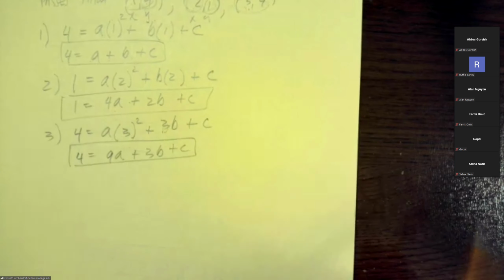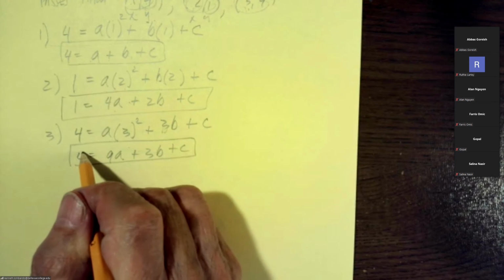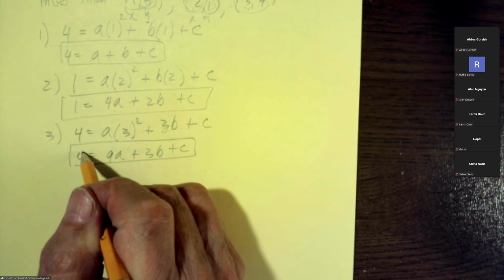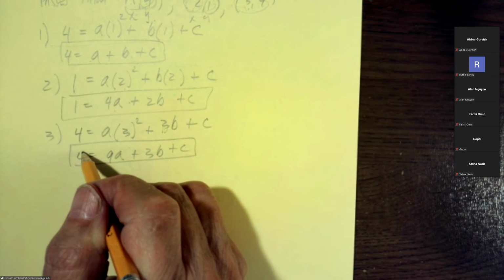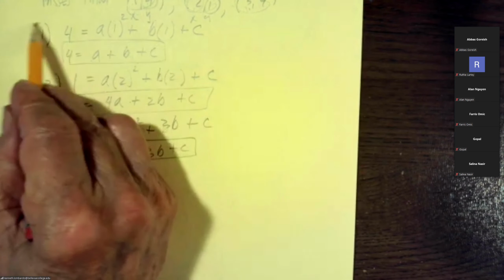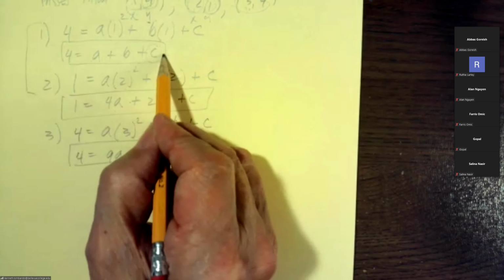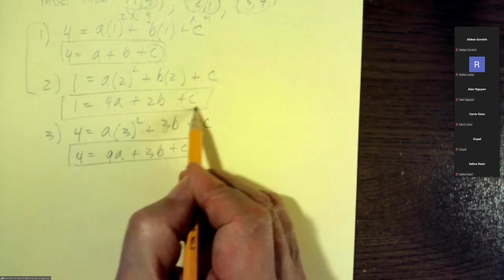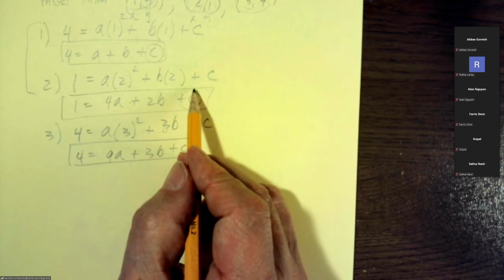Okay, so now we want to solve these just like we did before. Are we able to somehow eliminate A, B, or C as we go through here? Okay, so can we eliminate C from equations 1 and 2? Here's equations 1 and 2. This has a C out here. This has a C out here.